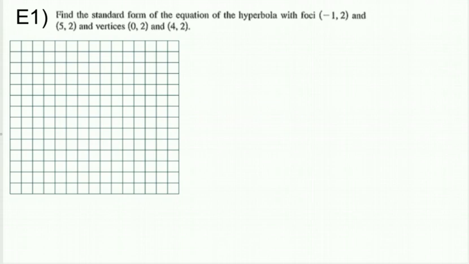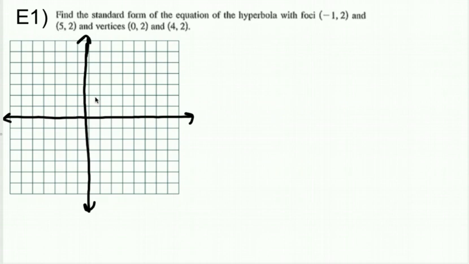All right, so we're asked to find the standard form of the equation of a hyperbola with foci at -1, 2 and at 5, 2, and vertices at 0, 2 and 4, 2. You don't have to graph this, but it's a little bit easier visually to have an idea of what it looks like if you plot the points. I didn't bother to make this grid have any axes, but you get the gist. It's a little bit helpful to know where things are.